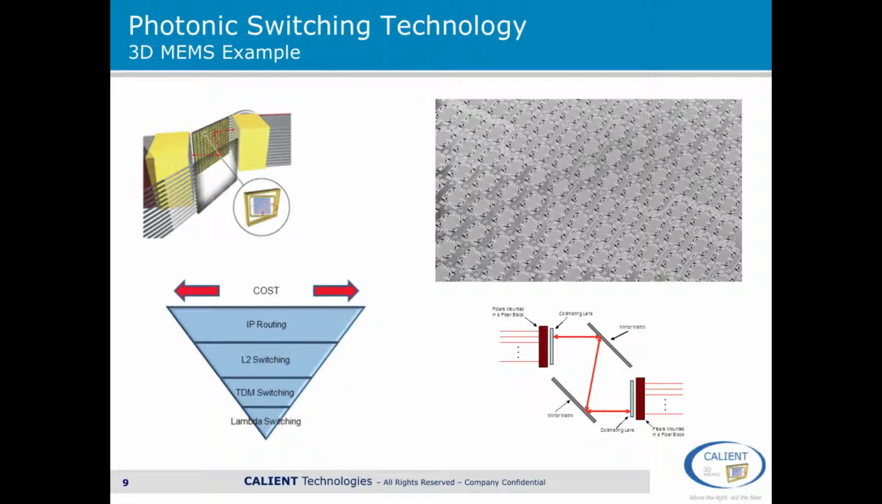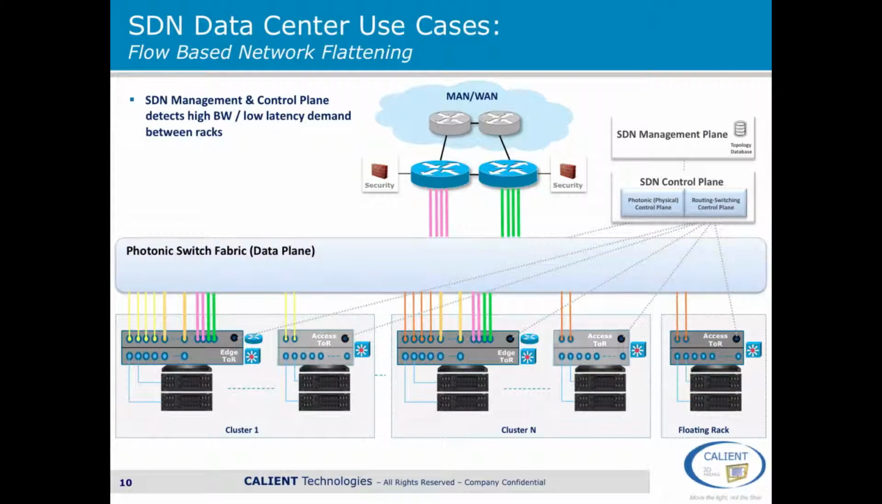The key benefits of an all-optical 3D MEMS approach are a few things: high capacity, low power compared with other switching solutions, very low latency, and the lowest cost per bit compared with typical traditional switching, routing, and OEO solutions. Now, these features are particularly well suited to the switching of large data flows.